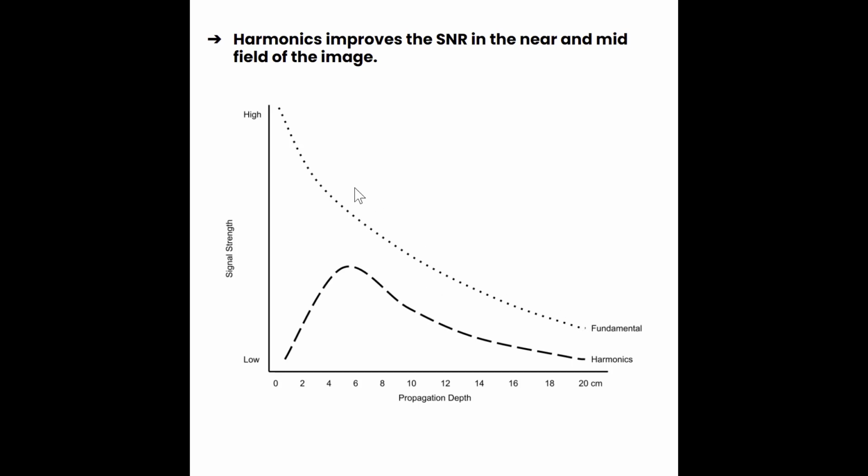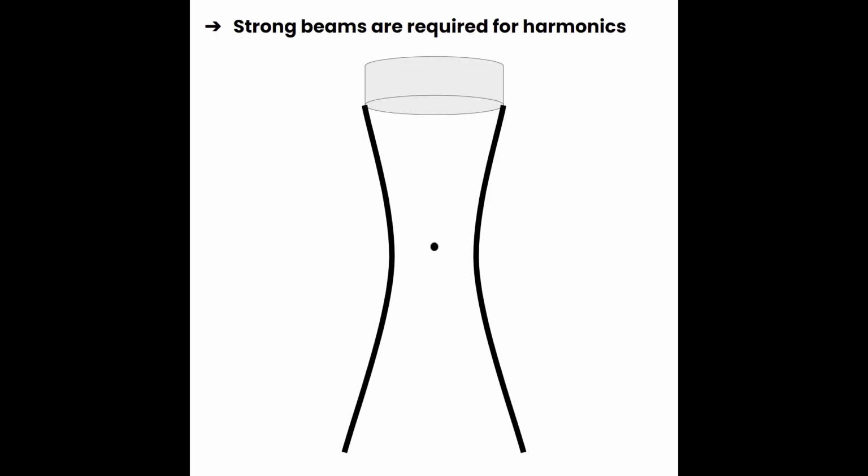And it's that attenuation, that interaction with the tissue, that is creating our harmonics. And we see the best harmonics in that mid-field depth, with too much attenuation as we get into the deeper depths. I also want to point out that strong beams are required for harmonics to be created.